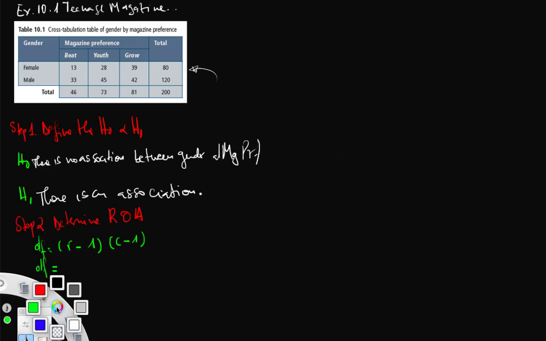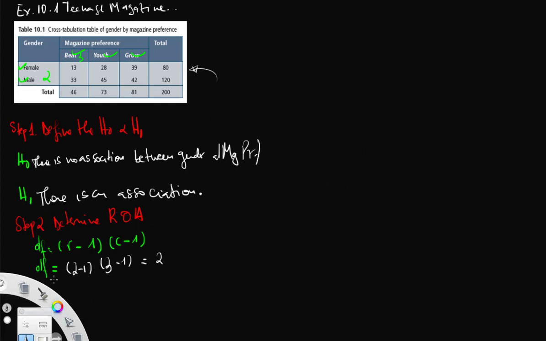Okay, and here, looking at our data, how many rows do we have? We have 2 rows, male and female, and the columns we have 3: 1, 2, 3. Don't count the total, obviously. Then we'll write it in this manner: 2 minus 1 times 3 minus 1, which is equal to 2.